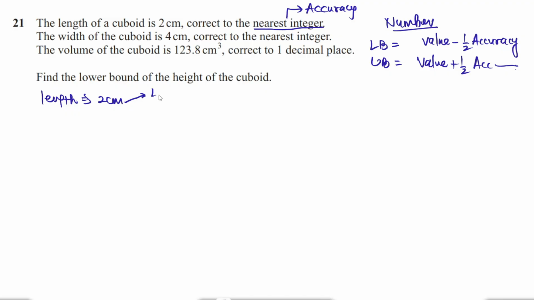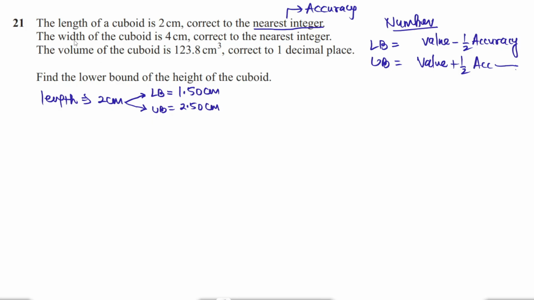If we are talking about the lower bound of this, what is half of one integer? Half of one integer is 0.5. So 2 minus 0.5 is going to be 1.50 centimeters. Similarly, upper bound is the value plus half of the accuracy. So 0.5 is the accuracy here. So upper bound we got as 2.50, or 2.5 centimeters.